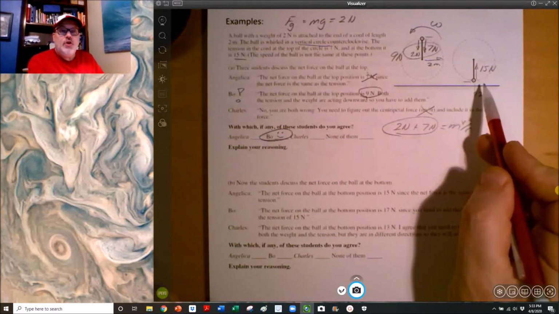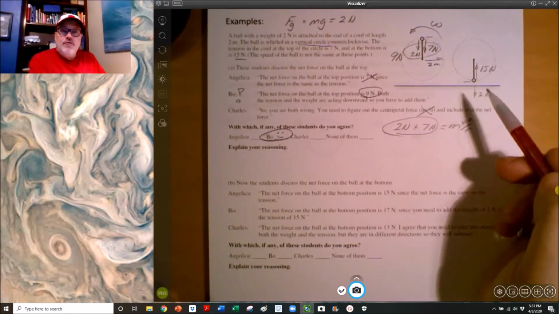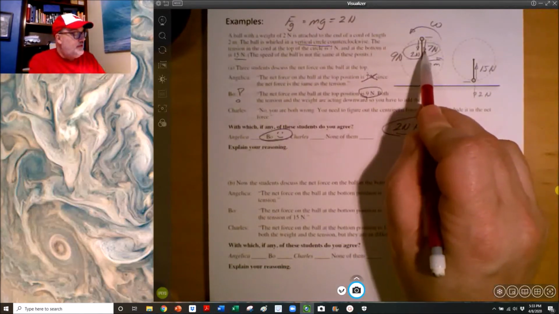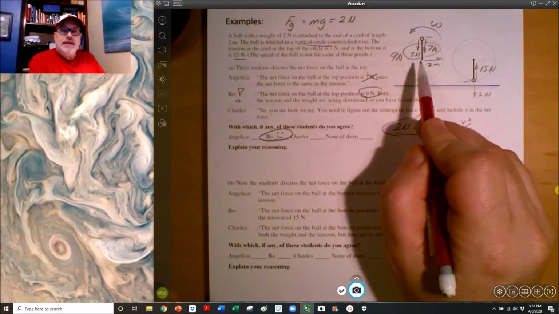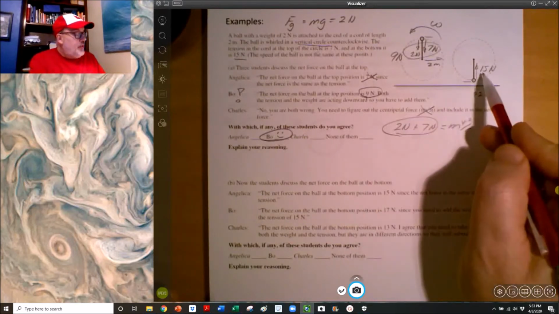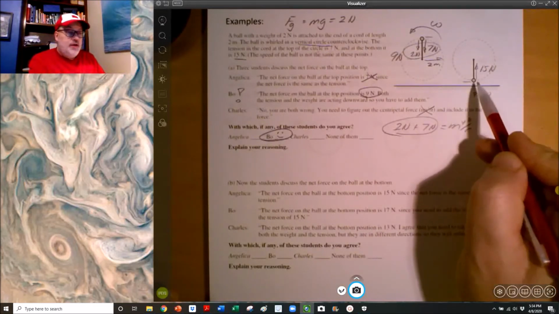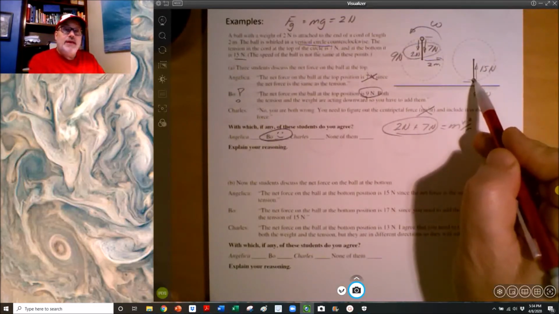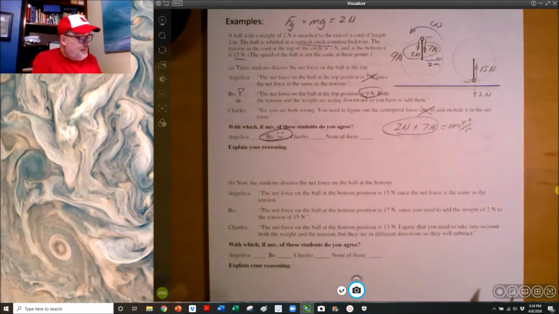Why did the tension go up? Hey, this ball still has to go in a circle, right? So there has to be a net force towards the center. So here the tension and gravity work together to make it go around the circle, so it's easier on the string. At the bottom, the string has to fight gravity, has to give it at least 2 newtons or otherwise it will fall, and then has to give it more to make it go upward in a circle. That's why the tension's greater at the bottom.